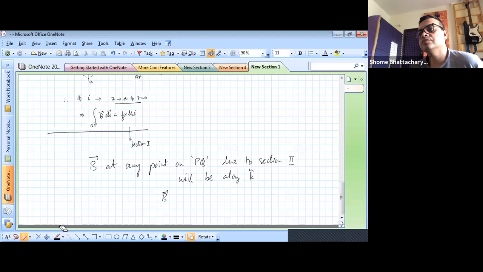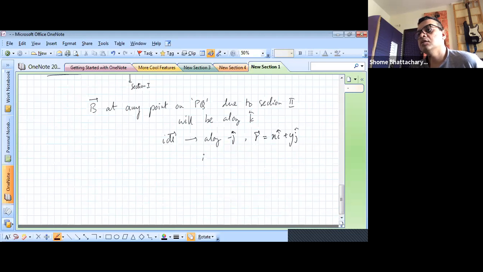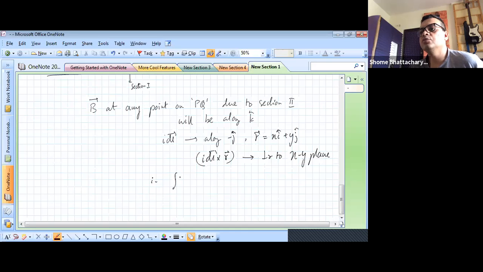Because I dl on that wire is along minus j cap, and r is x i cap plus y j cap. So I dl cross r has to be perpendicular to the xy plane. So therefore, the contribution to B dot dl from section 2 will be 0. Therefore, your net B dot dl from Q to P will be just because of section 1. So it will be mu naught I by 8. Okay, so hope this is clear.